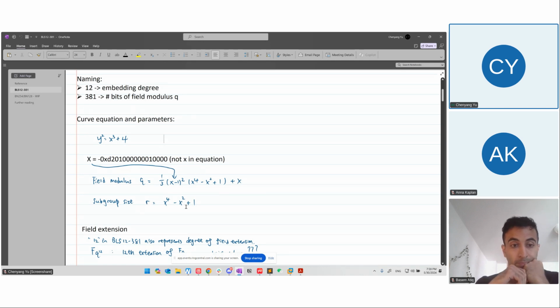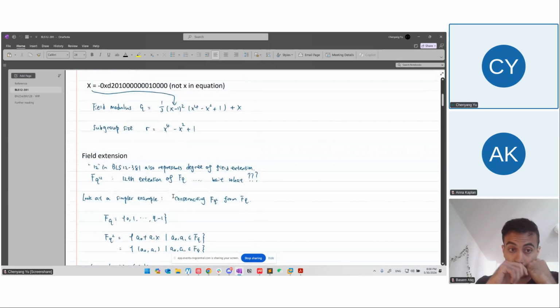By subgroup, think about G1 and G2 in the py_ecc library. Both G1 and G2 are subgroups, and both of them have a size of R. So this value is also derived from a predefined constant.